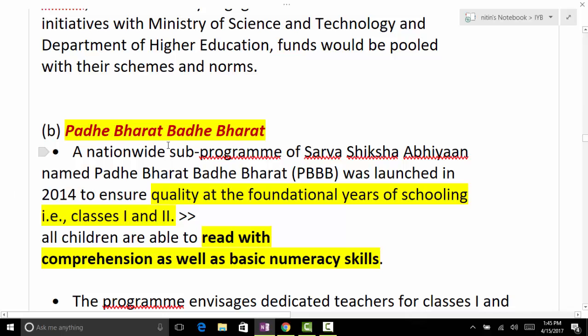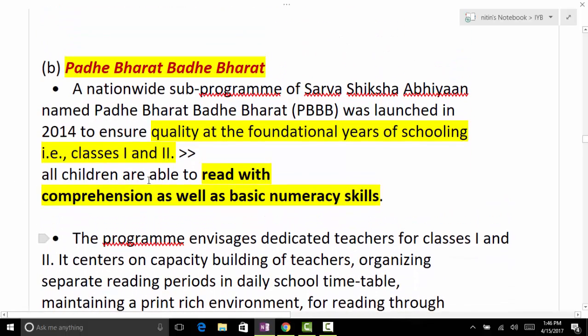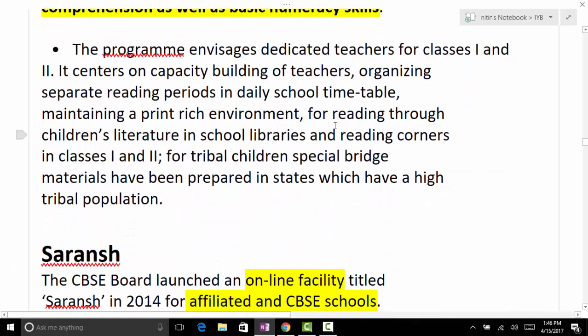And the second one is Padhe Bharat, Badhe Bharat. For class first and second students to enable them in learning outcomes in reading comprehension and numeracy skills. When India reads, it will advance. Different methods have been given here for how to do it. You can go through them, but easily you can recognize what would help in reading comprehension and numeracy skills.